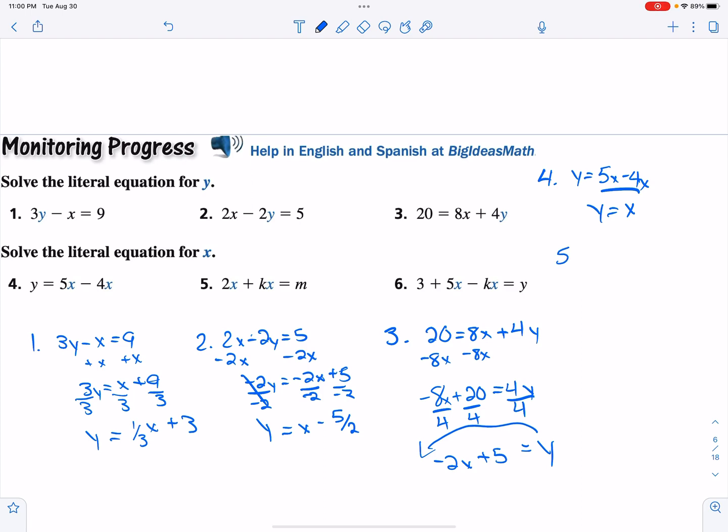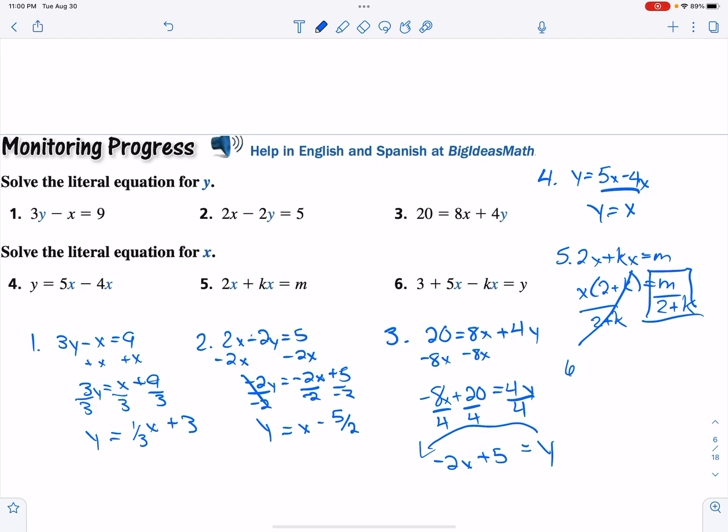Number 5 is not that easy. We can't just combine like terms. So we have 2x plus kx is equal to m. And I want to solve for x. So what I'm going to do is factor it off. And what's left inside the grouping symbols is 2 plus k is equal to m. And then I divide by my 2 plus k. And that's actually your answer there. So after that cancels off, your answer is m over 2 plus k.